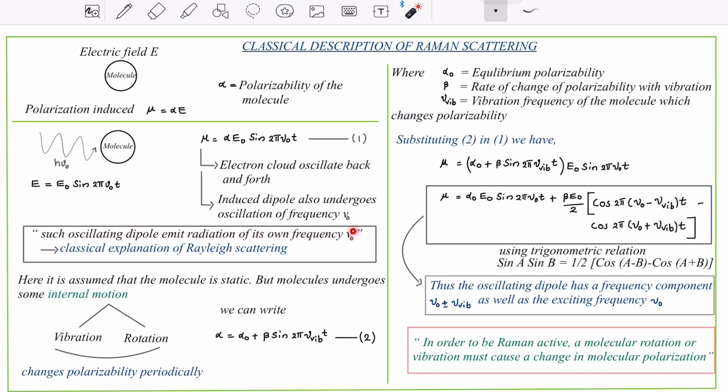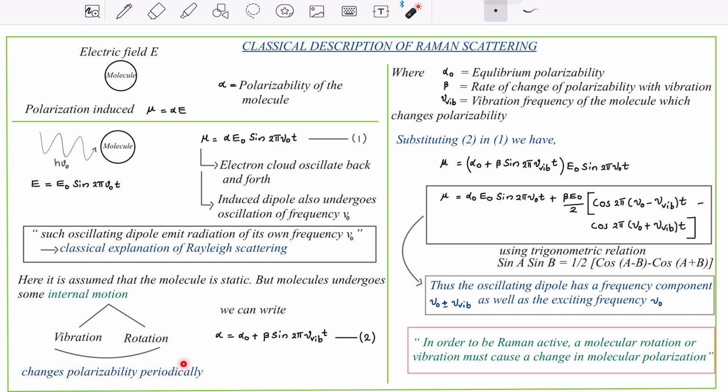So you will get a radiation having the same frequency as that of the incident frequency. This is the classical explanation of Rayleigh scattering. But here we have assumed that the molecule is at rest, but the molecule already has some internal motion. This internal motion can be either vibration or rotation. The molecule is not at rest.